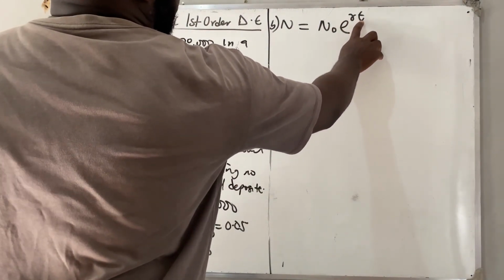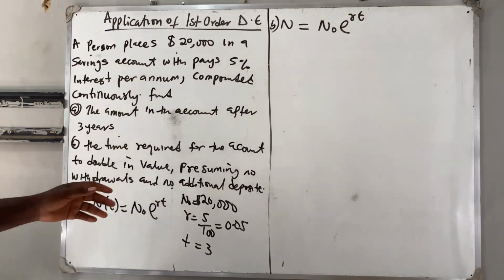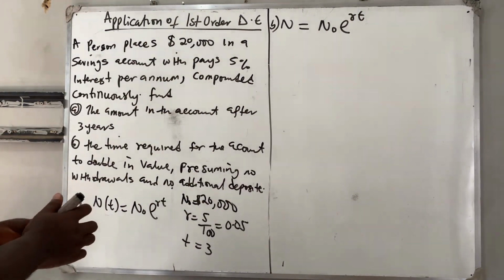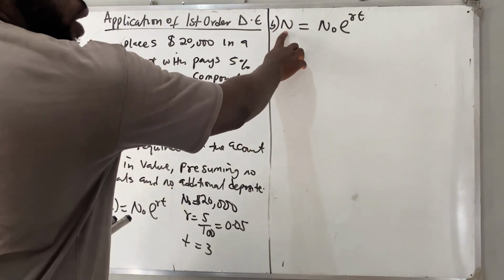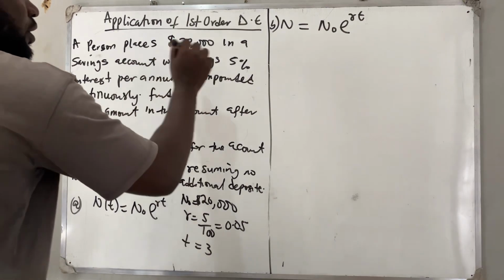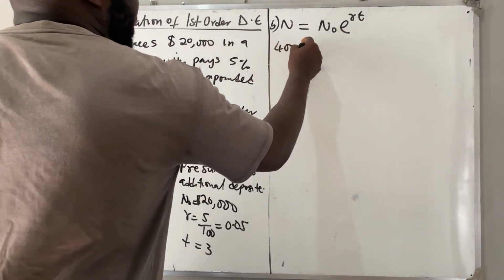We are looking for our t. And they're asking us, at what time will it double? Okay? What time will this amount double? So this amount doubling will be the current one. The current one is the double of this. So double of 20,000 will give you 40,000. So we have 40,000 here.